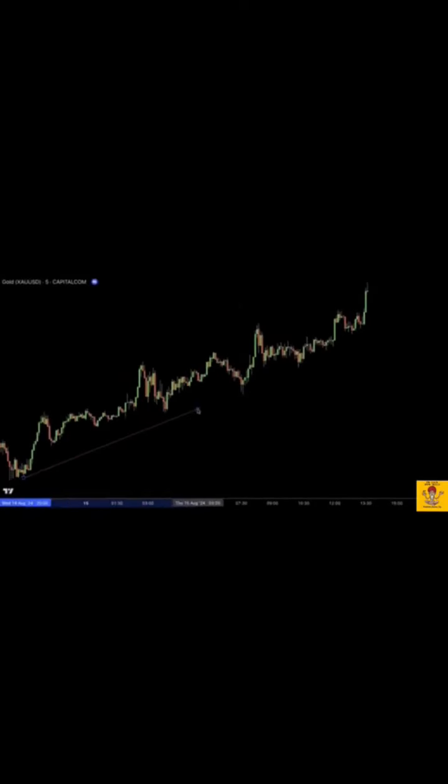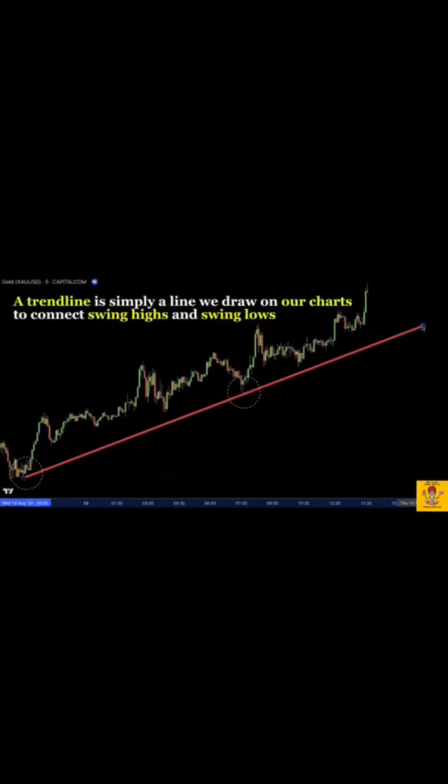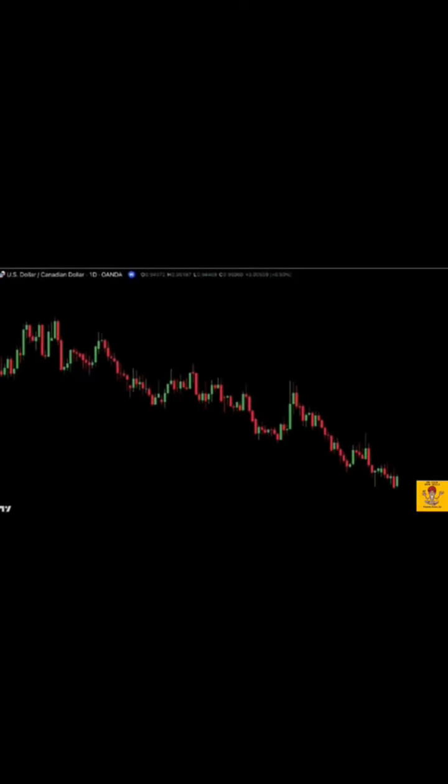Let's get started. One of the most common questions I get is, how do I draw and trade with trend lines the right way? So let's break it down step by step. A trend line is simply a line we draw on our charts to connect swing highs and swing lows during a trending market. Let's start with a downtrend.